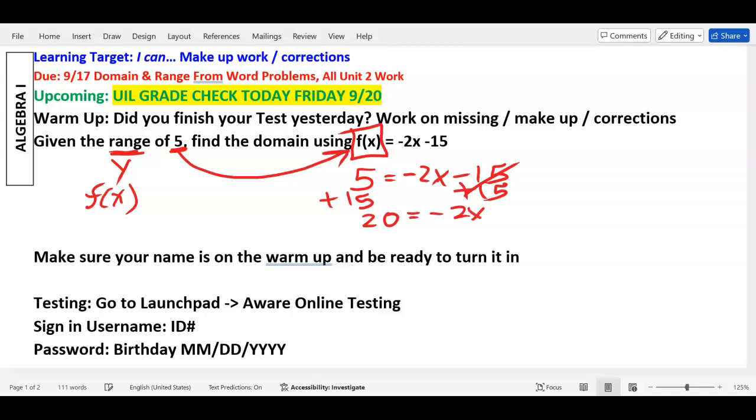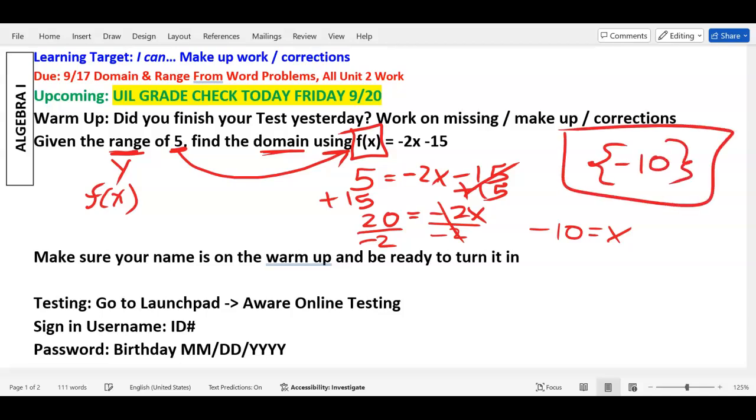Bring down negative 2x. And then to get rid of that negative 2 in front of x, we divide by negative 2. 20 divided by negative 2 is negative 10. Okay? So again, we replaced the f of x with 5, solve for x to get the domain. That's what we're looking for, right? The domain. And when you write domain, it has to be in set notation, which is the brackets. So that's not the way I want the answer. The answer should look like this. Ta-da! Okay. So everybody, make sure you have this down.